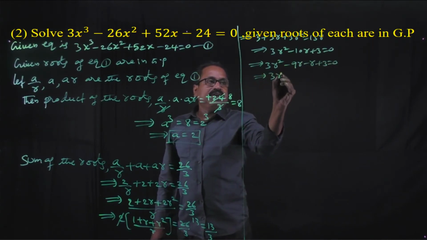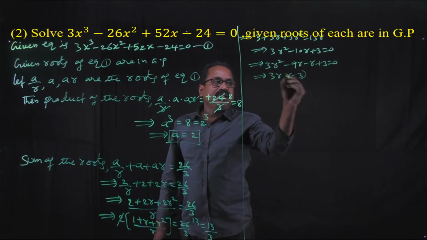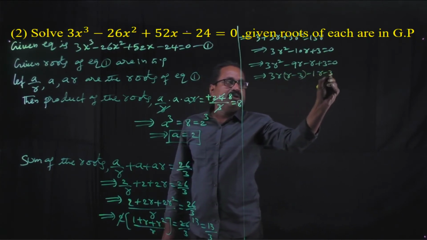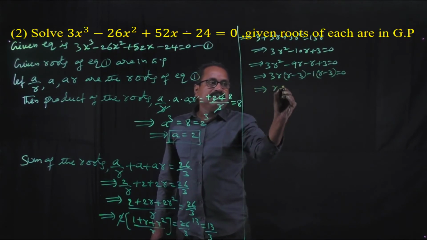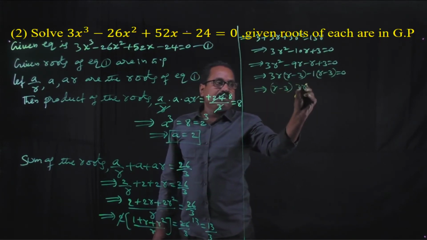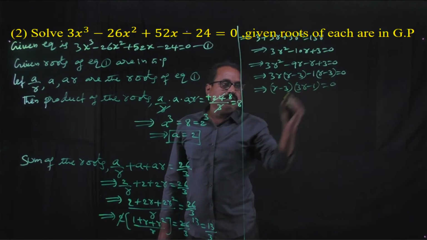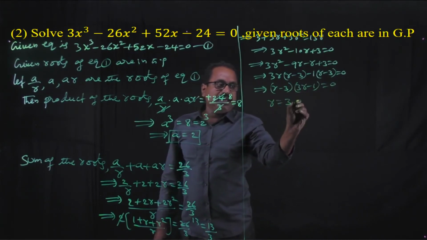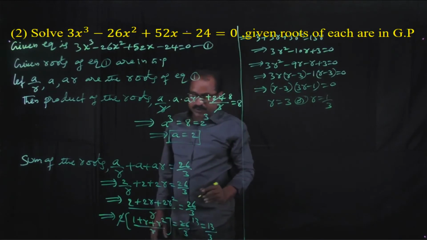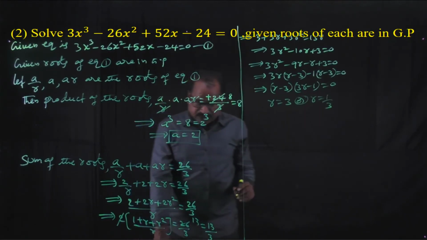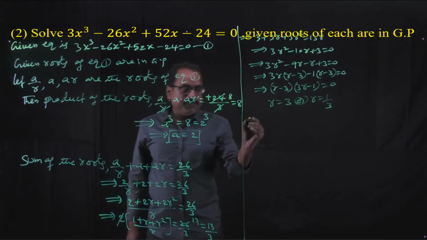Here 3r into r minus 3, here minus 1 into r minus 3 is equal to 0. So this implies r minus 3 into 3r minus 1 is equal to 0. R is equal to 3, r is equal to 1 by 3.